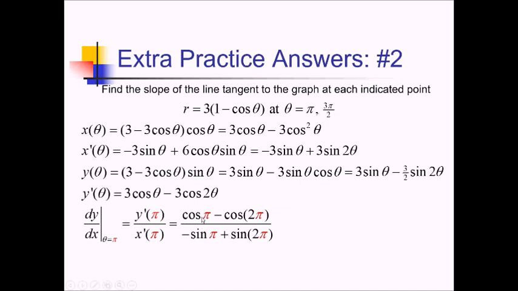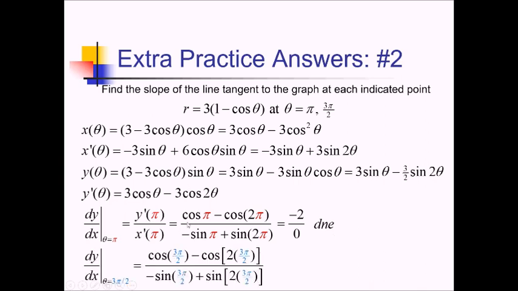Okay, well, cosine of theta, that's going to be negative 1, and cosine of 2 theta is 1, but we're subtracting that. So negative 1 minus 1 gives us negative 2 in the numerator. In the denominator, sine of theta is 0, sine of 2 theta is 0, so that's all 0 down there. So it turns out that the derivative at pi does not exist. Well, that's disappointing. All right, well, let's do 3 pi over 2.